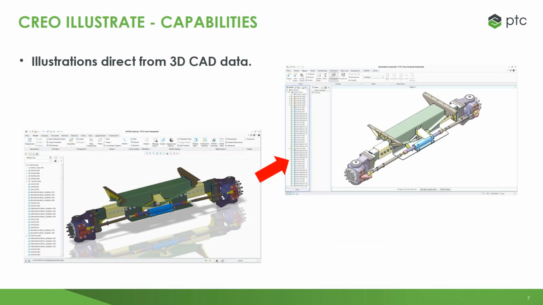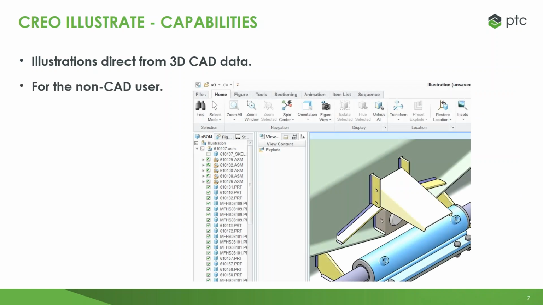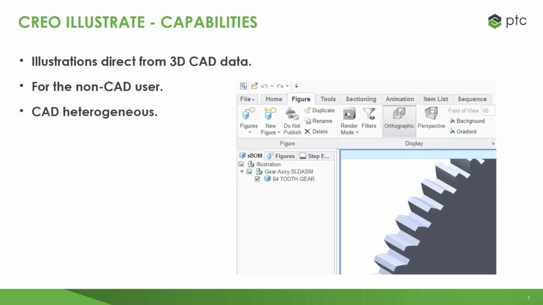Some of the capabilities: first off, it is a separate Creo application designed to create illustrations, as I mentioned, directly from the 3D CAD data. What's nice about it is it's designed for a non-CAD user. So even without familiarity with CAD, it's still a very simplistic tool and very intuitive to use. The illustrator is kept in mind with Creo Illustrate, and it doesn't matter what source the CAD file is from, it is CAD heterogeneous. So the file can be a Creo file, Product View, STEP, or even third-party CAD files.